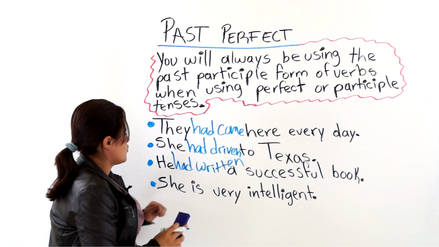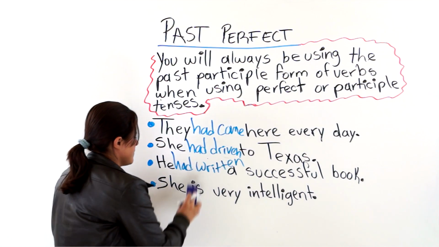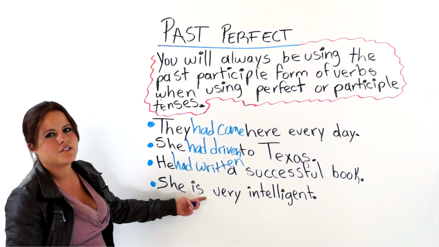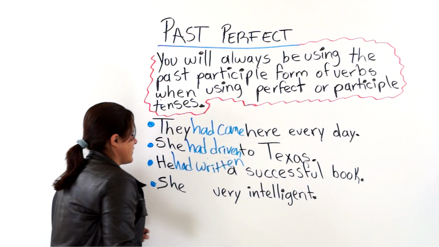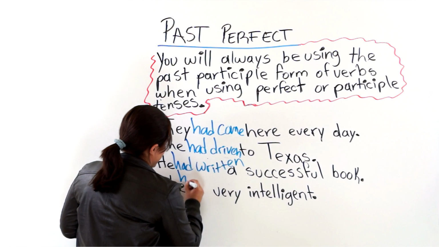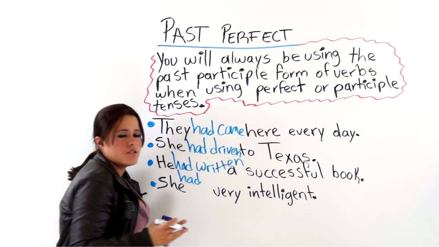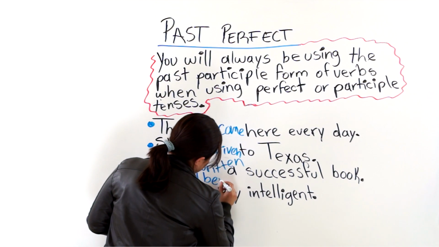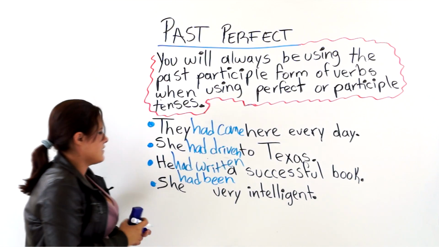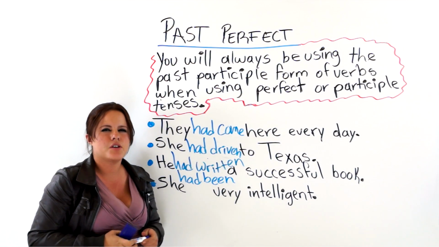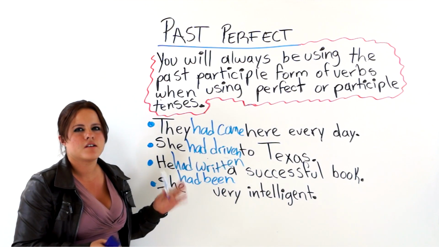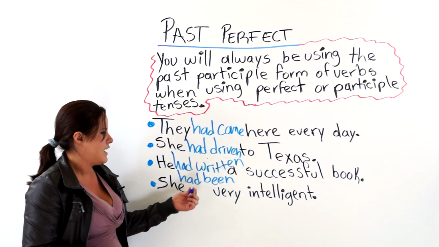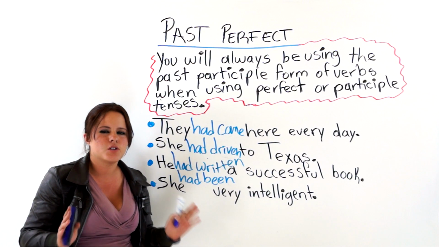Okay? The next one says she is very intelligent. We have a form of the verb be, is, in the present tense. So we want to change it into the past perfect. So we are going to start by adding had. And the past participle of be is been. She had been very intelligent. So this is how you change sentences of other tenses into the past perfect tense. Remember, you just need the subject, had, and the past participle of the verb you are going to use.